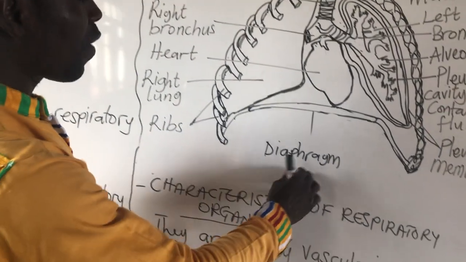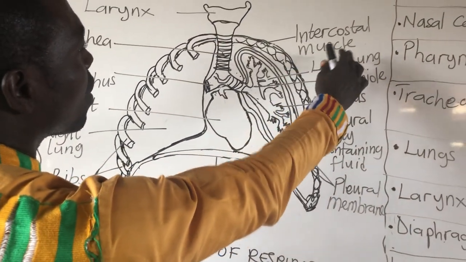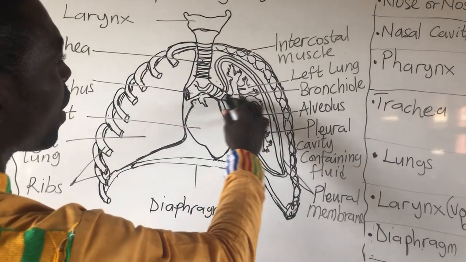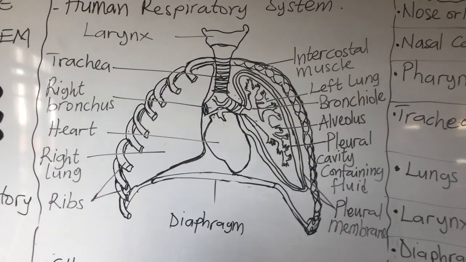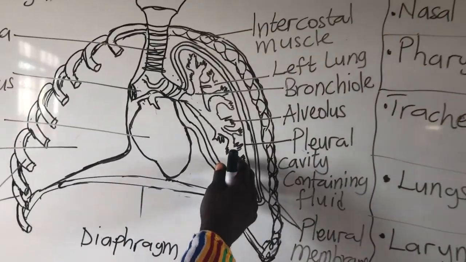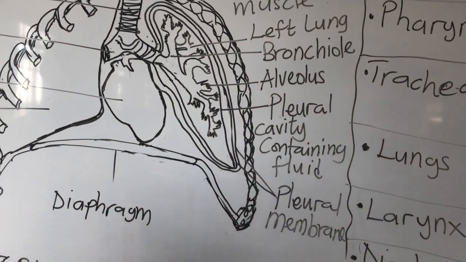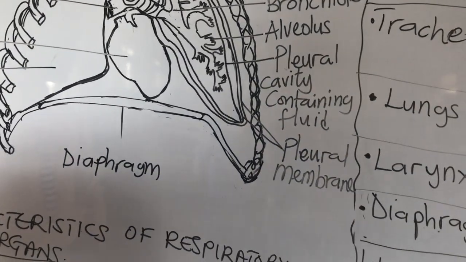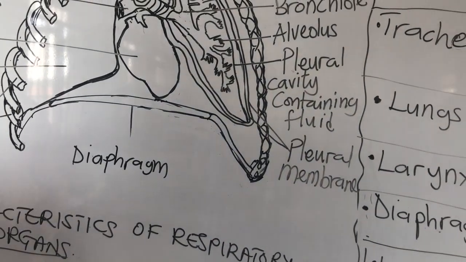We also have the diaphragm here, and we have the intercostal muscles. We also have the left lungs. We have the bronchial, which is a sub-branch of the bronchus. And we also have the alveolus. We have the pleural cavity containing fluid or liquid. And we have the pleural membrane or the skin. So this is a part of the respiratory system.